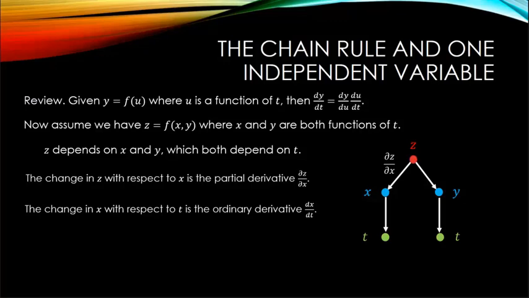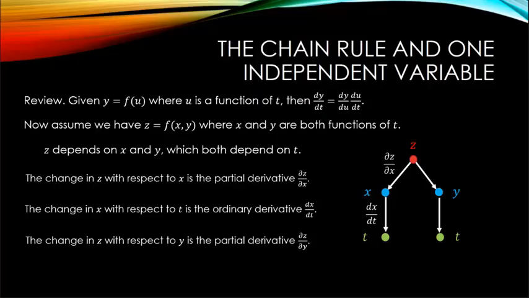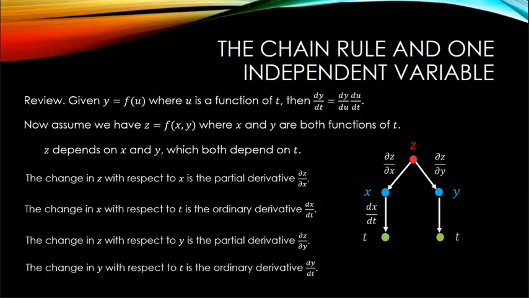I use partial derivatives when the function I'm taking the derivative of depends on two variables, and I use ordinary derivatives when the function I'm taking the derivative of depends on only one variable. The change in z with respect to y is the partial derivative of z with respect to y, and the change in y with respect to t is the ordinary derivative dy/dt.